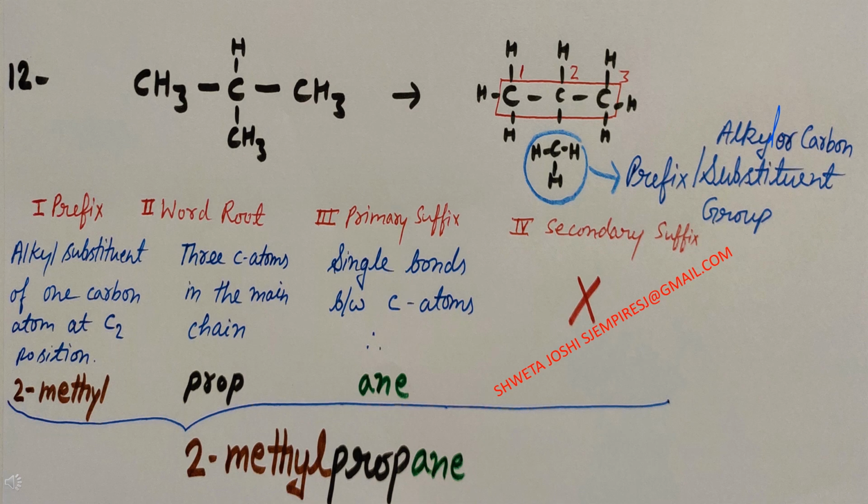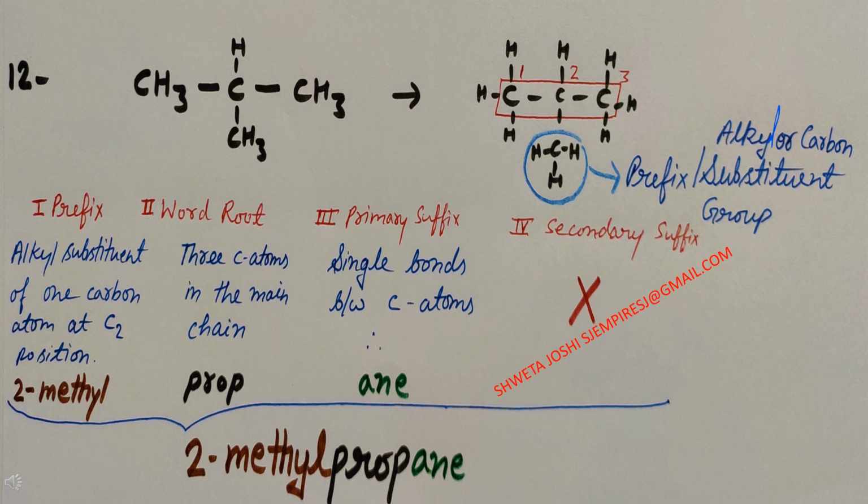Our next compound is CH3 CH CH3 attached to CH3 again. In this case, when we make the open structural formula and select the main chain, we can see that there are 3 carbon atoms in the main chain. Now, 1 carbon atom along with 3 hydrogen atoms, that is the CH3 part, is not included in the main carbon chain. It means it is the prefix or the alkyl substituent part. Now, this alkyl substituent part is present on the second carbon atom.